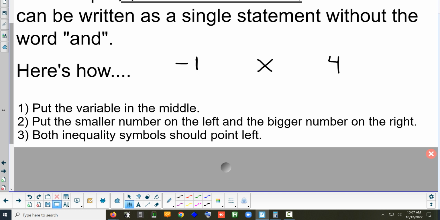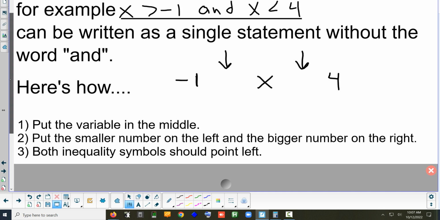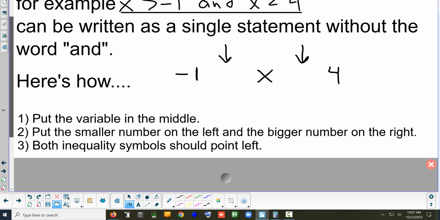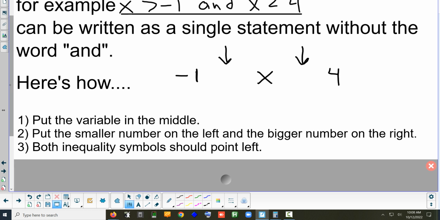Last step is you're going to write down inequality symbols. You're going to put one right here, and you're going to put one right there. They both should point to the left. Both inequality symbols need to point towards the smaller number, just like this. That's pointing to the left. That's pointing to the left. And that's the answer.